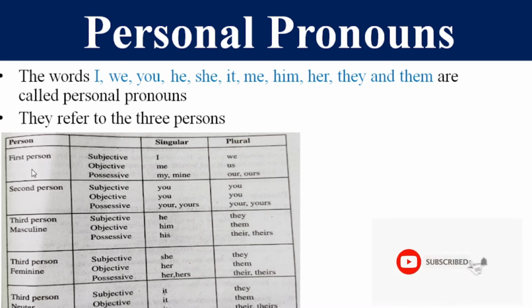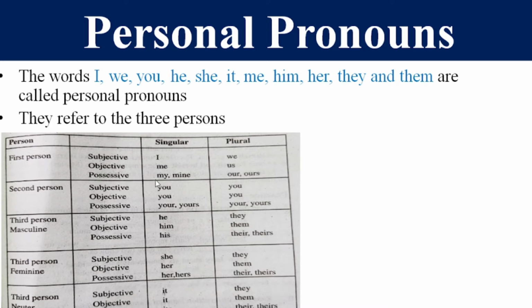Now look at the first person. In first person we see the subjective position, objective position and possessive. Within this again we have singular and plural. In the subjective, the personal pronoun for first person singular is I, plural is we. In the position of the objective, singular is me, plural is us.